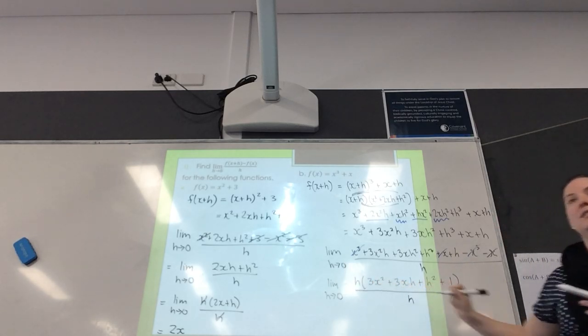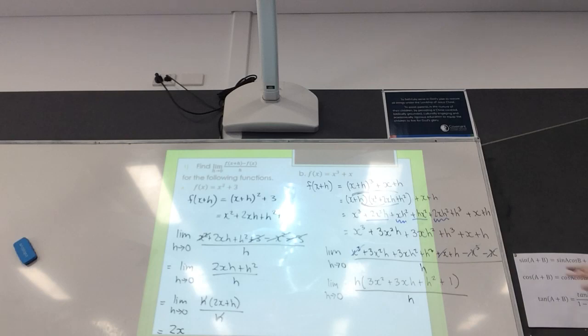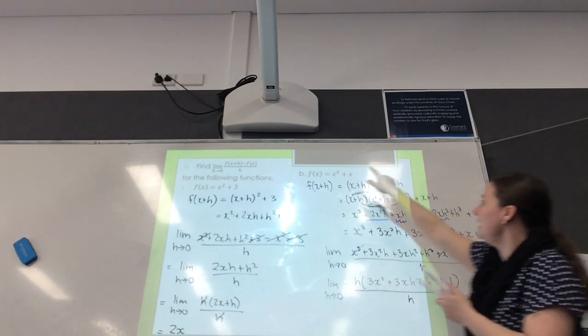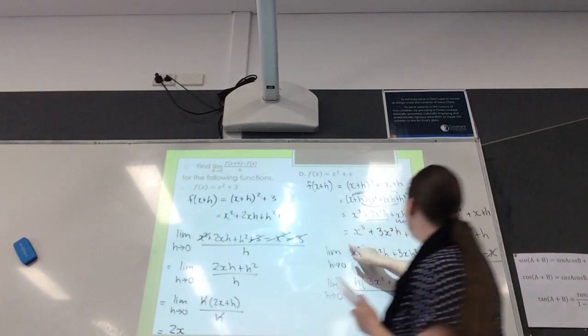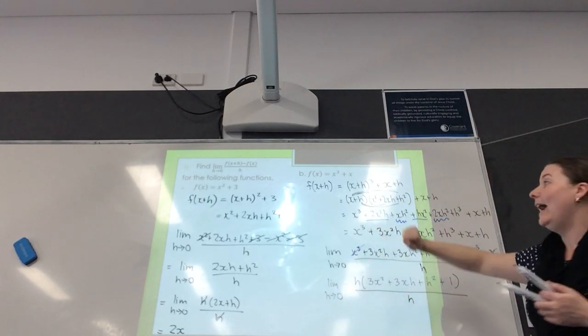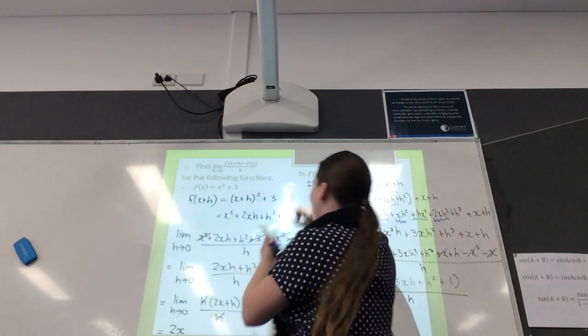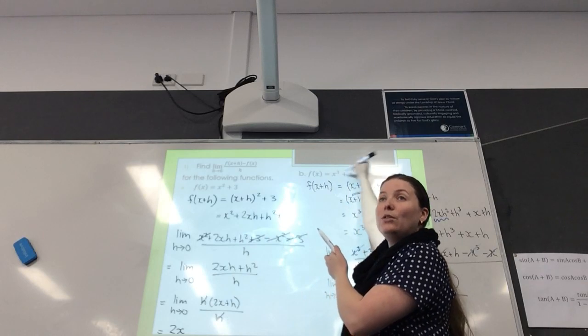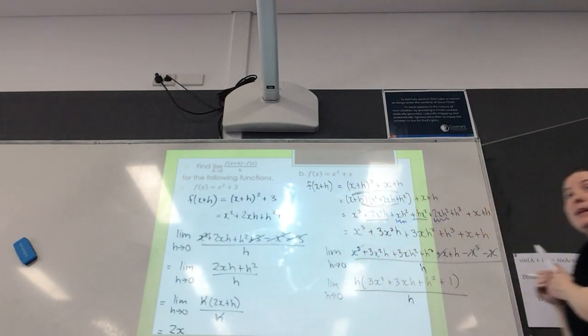Emily? So what I've done here is I've done f of x plus h, which is that whole bit there, and I've taken away f of x. So I've done the negative of both of those terms. Does that make sense?